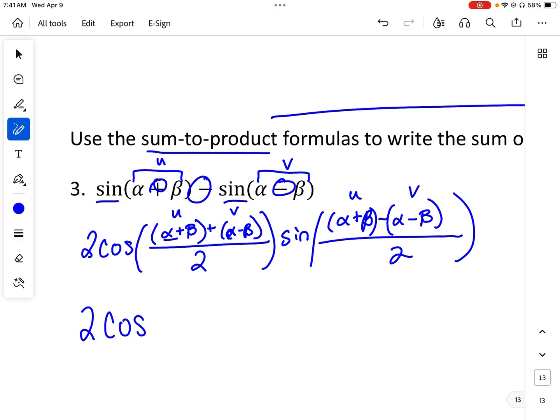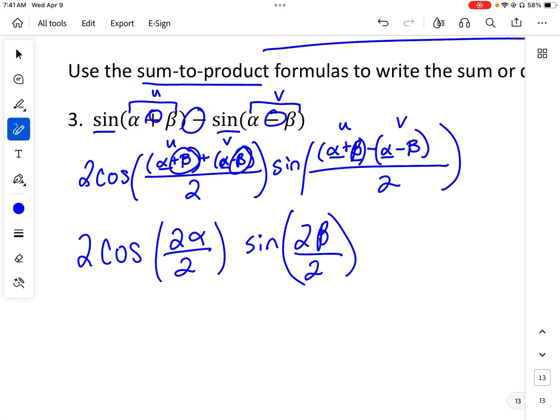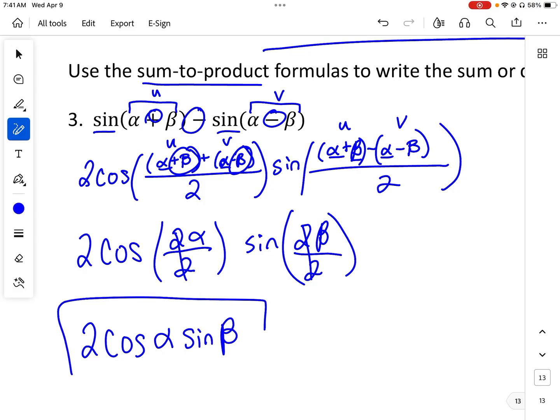All right, so we still have the 2 cosine. We have a plus a is 2a, which is alpha really. And then b minus b is 0, so over 2. And then sine, alpha minus alpha is 0. B minus a negative b, which is 2b, or 2 beta. Okay, simplify. Okay, now we're done.